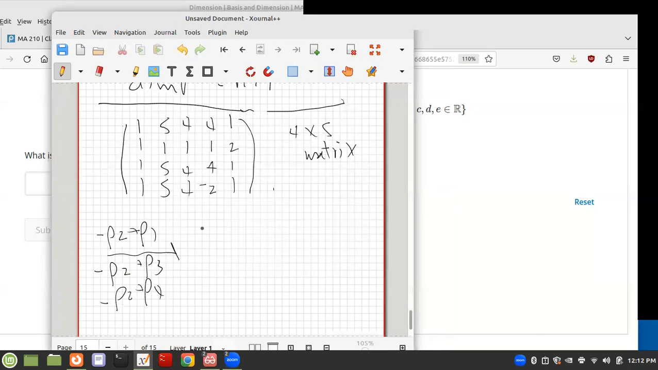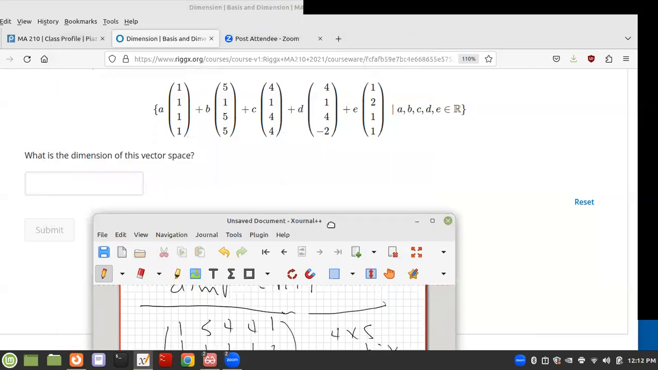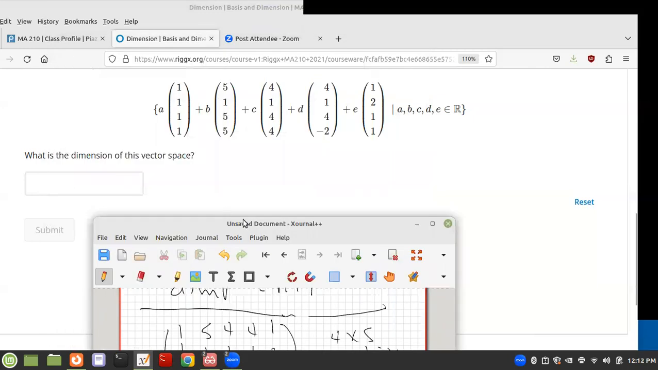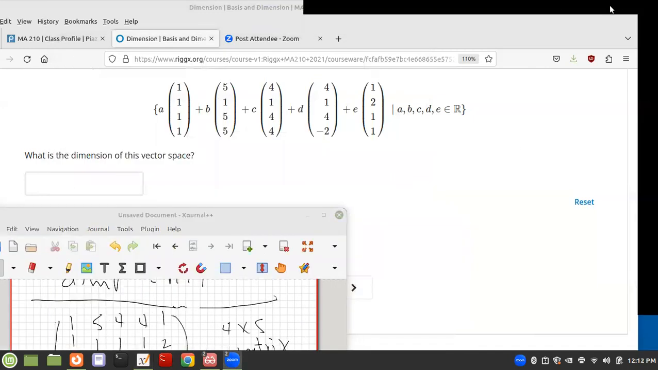Okay, but what did you get? The question is how many non-zero rows? I got 2. Two. I'm sorry, 3 non-zero rows. So that means the rank would equal 3, right? So the dimension of the space would be 3. And then we could check, right?